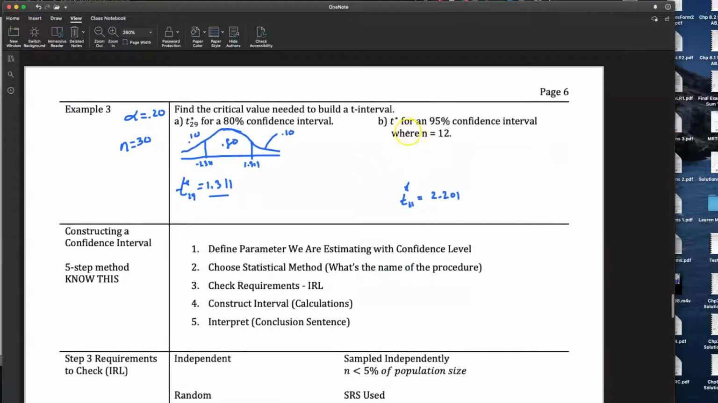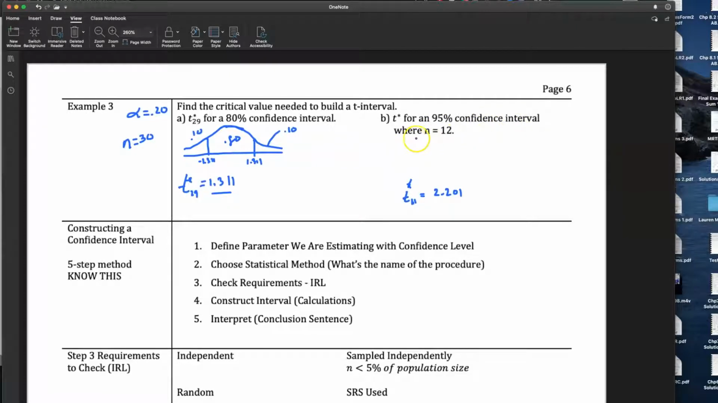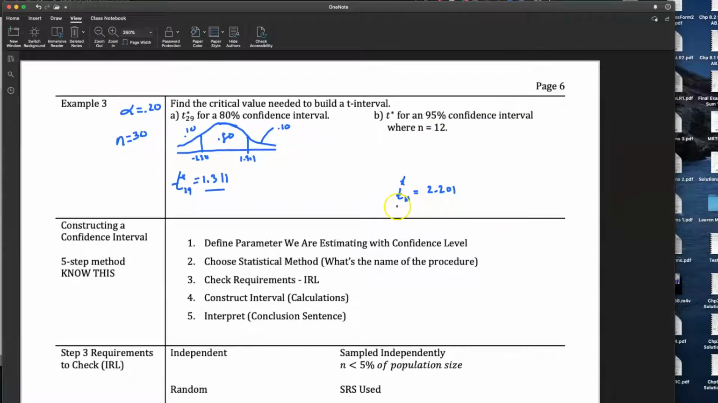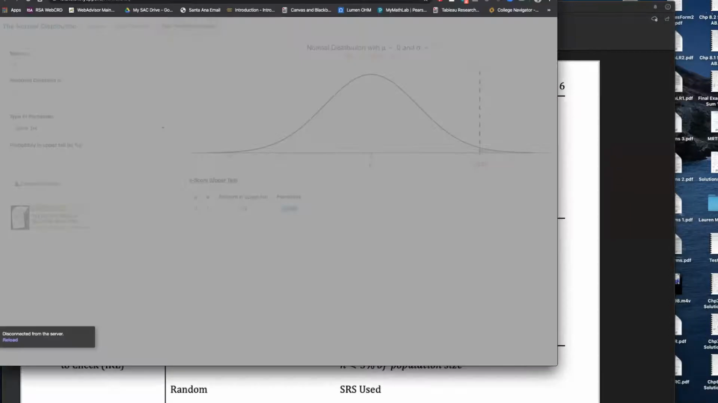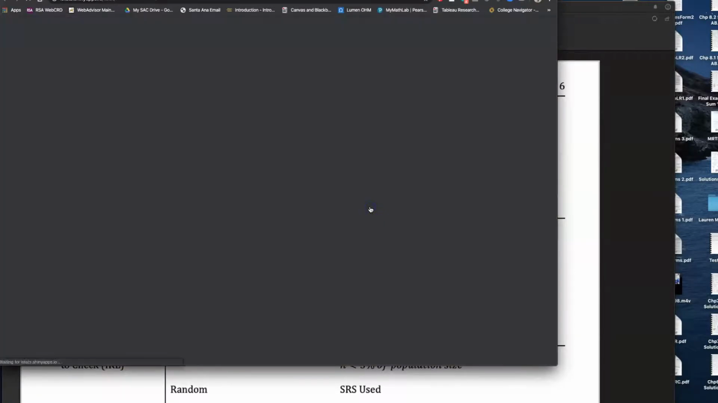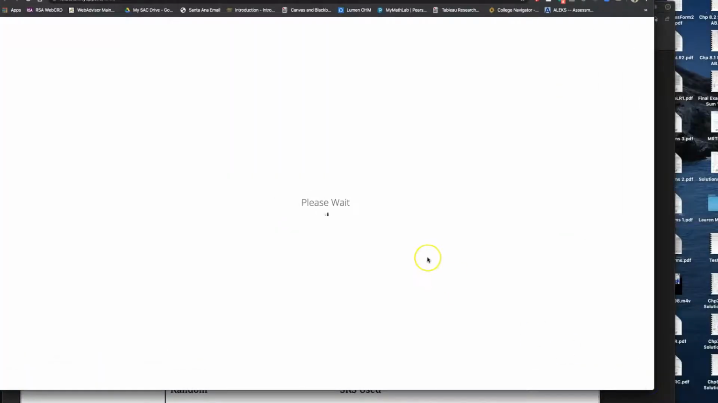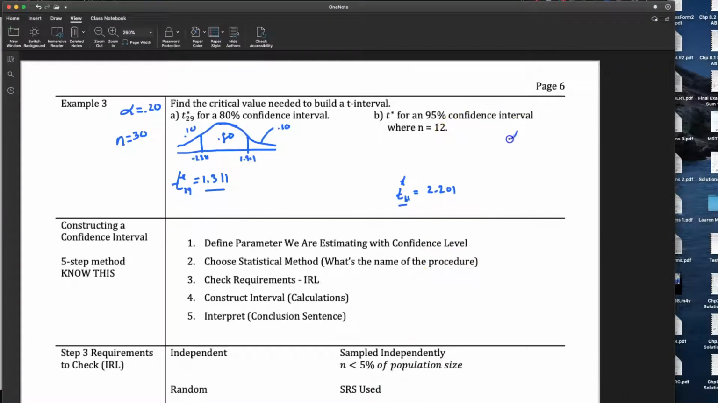How about what's the t critical for a 95% confidence interval, with n equals 12? That's t star 11, degrees of freedom 11. There's the answer, but let's go ahead and calculate that using ArtStat. That'll be a t distribution, and remember we're talking at 95% confidence, so alpha equals 0.05.